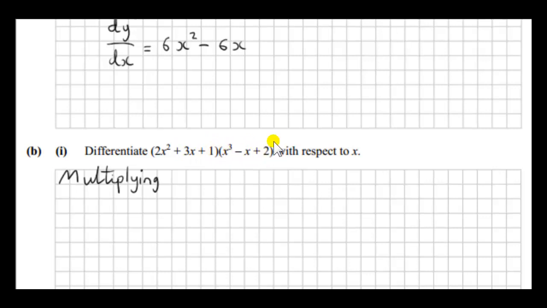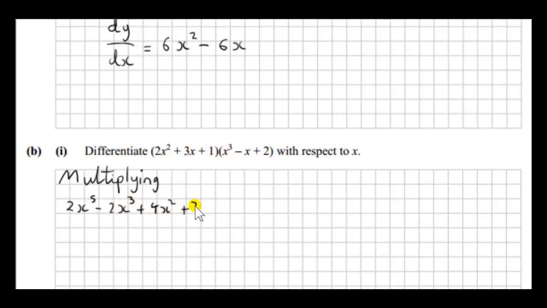If one of them was raised to a power, we would have to raise the thing to the power first before we multiply. Anyway, 2x squared by x cubed is 2x to the power of 5. 2x squared by minus x is minus 2x to the power of 3. 2x squared by 2 is 4x squared.